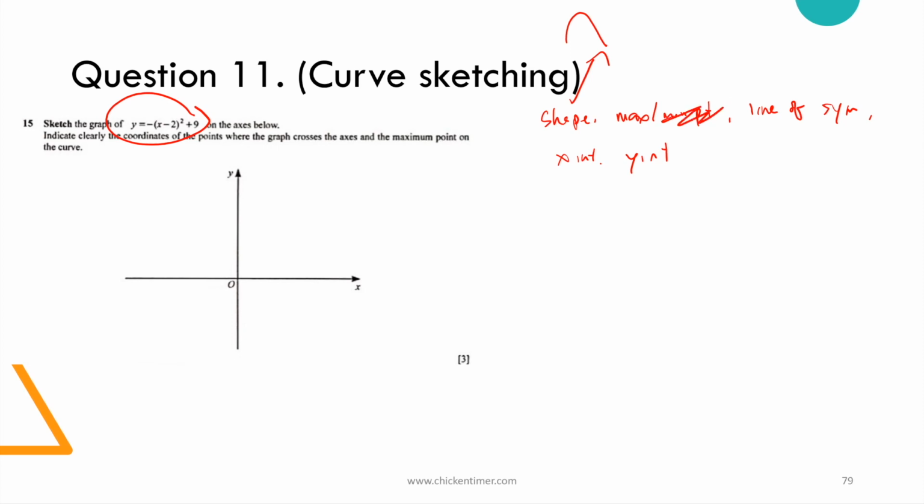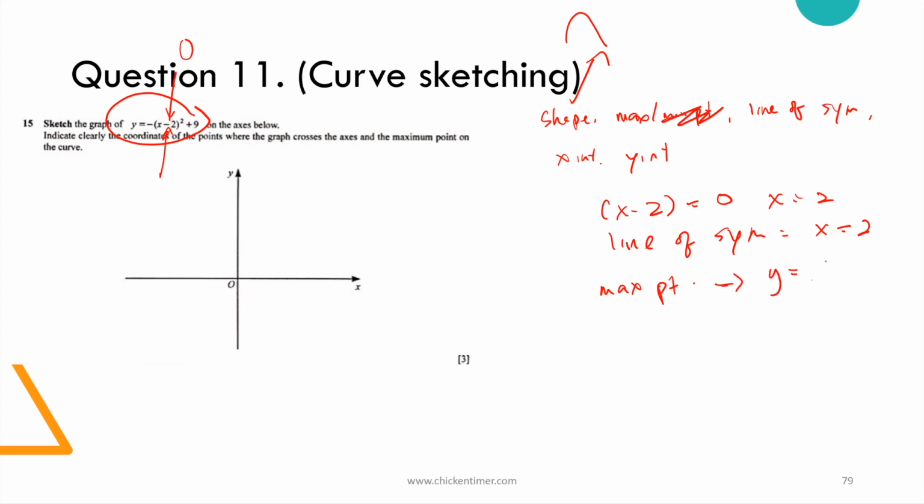So how to find the line of symmetry is setting this bracket to 0. So x minus 2 equals 0, so x equals 2. The line of symmetry is x equals 2. Then the maximum point will be when this bracket is 0, so y equals 9.